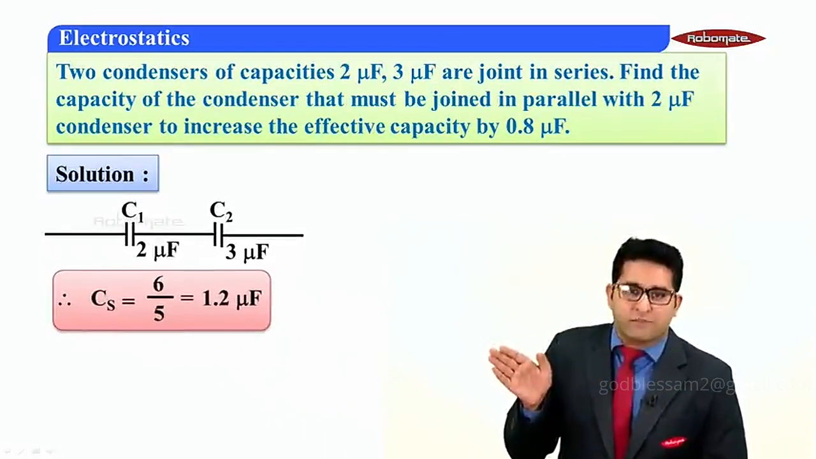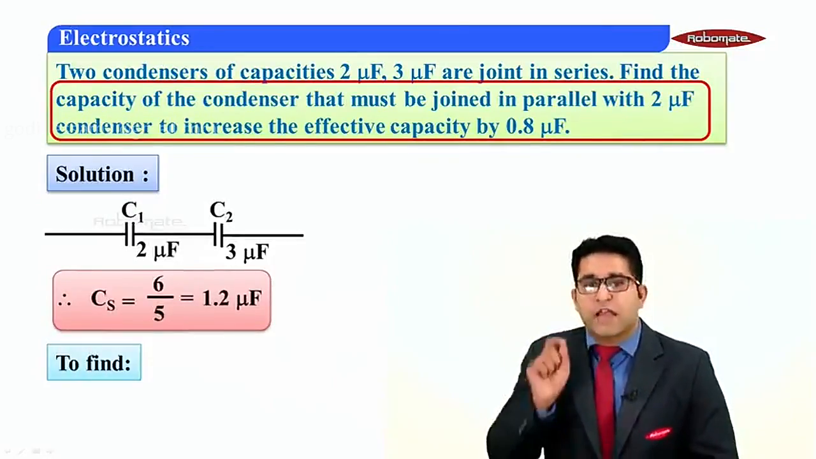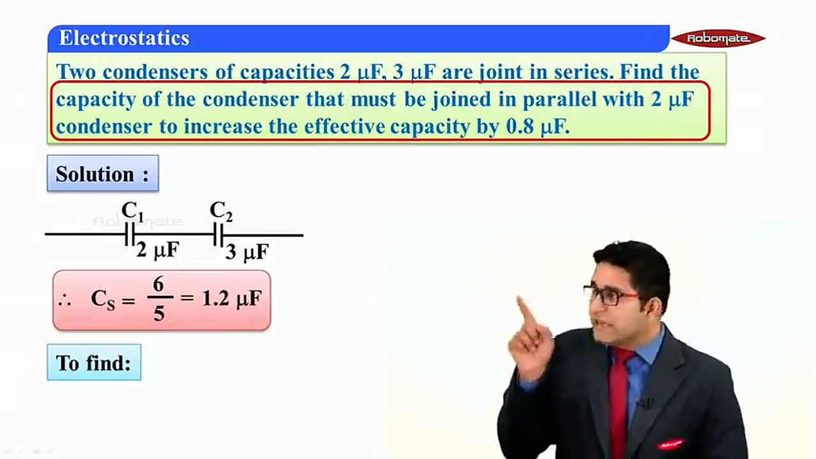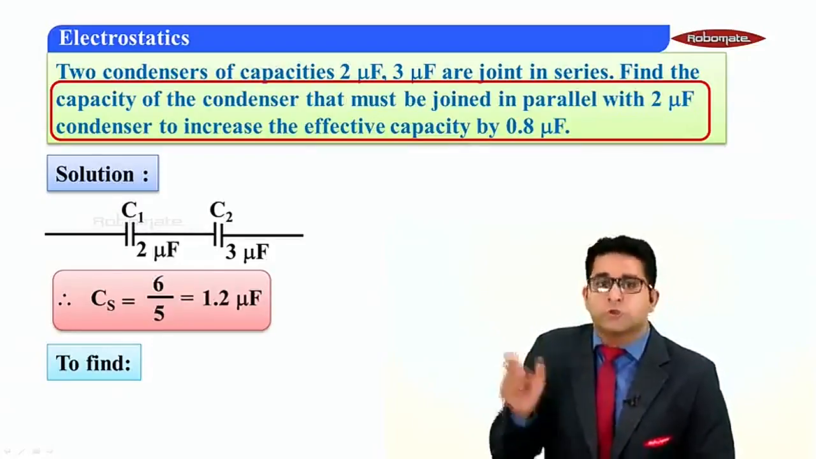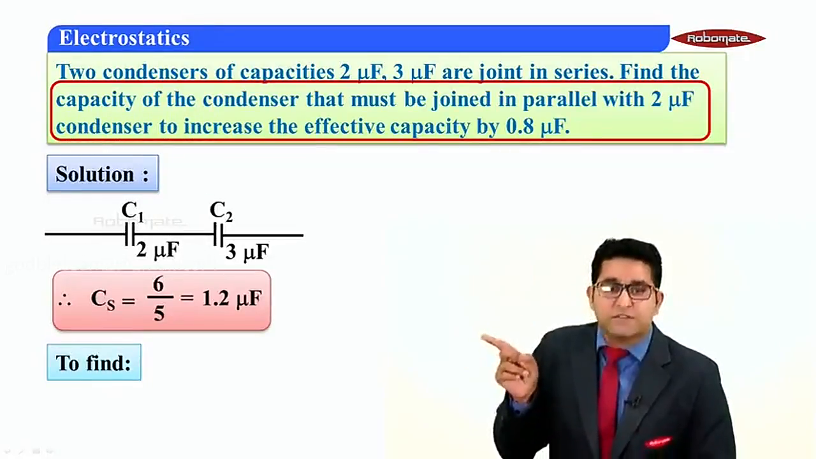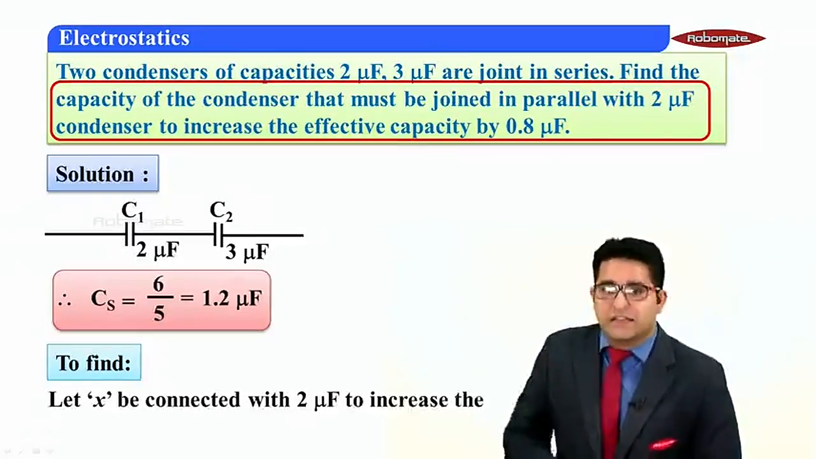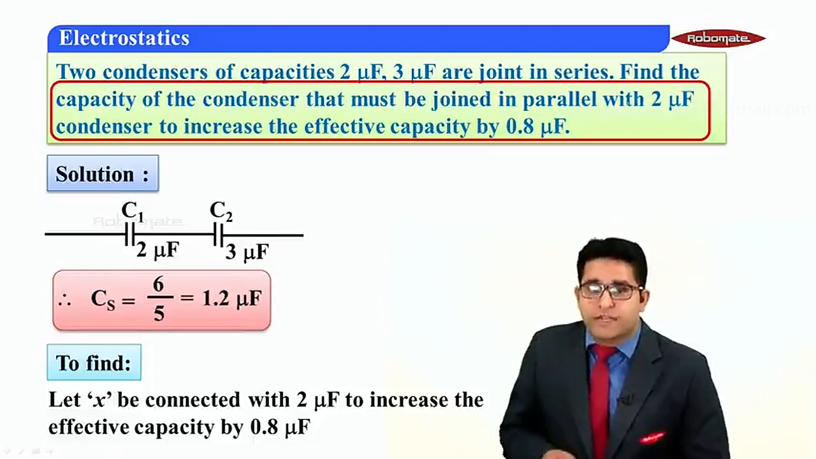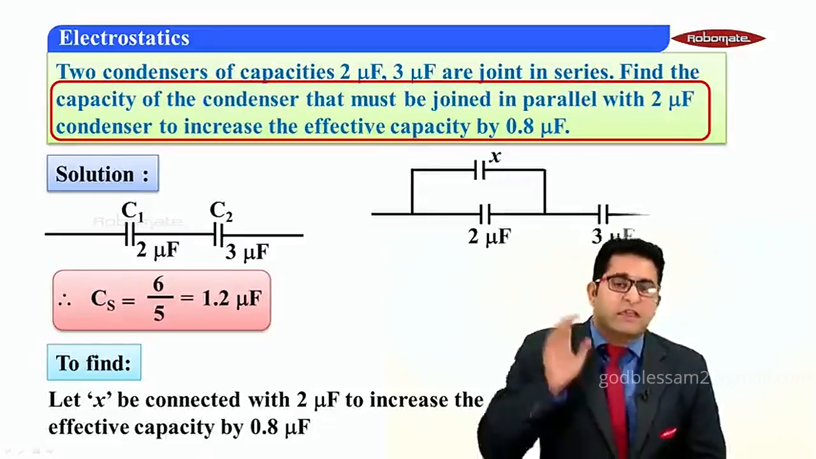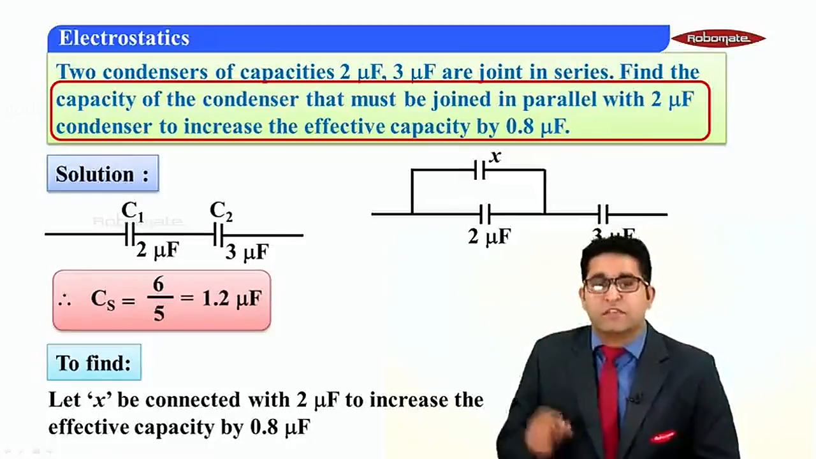This is the situation that we have. Now what do we need to find? We need to find the capacity of the condenser that must be joined in parallel with the 2 microfarad capacitor, so that the overall effective capacity, which is now 1.2, should increase by 0.8. So let's assume that X is connected in parallel with the 2 microfarad capacitor so as to increase the effective capacity by 0.8. Let's see the diagram carefully. Here X is connected in parallel with 2 microfarad so that the effective capacity increases by 0.8.